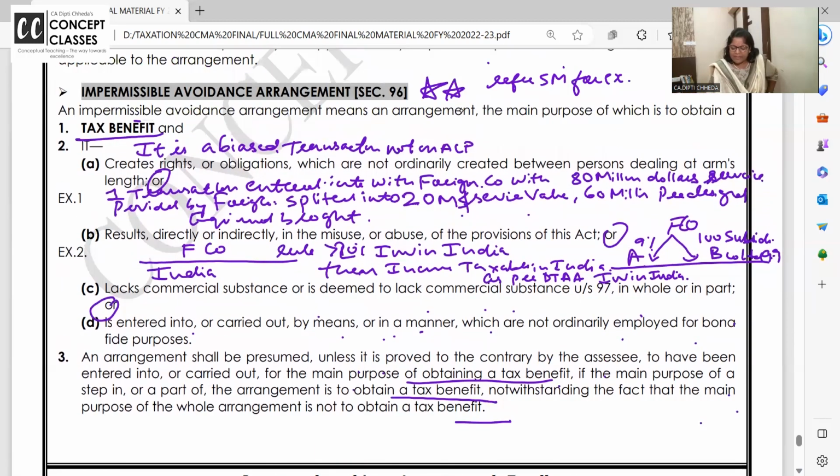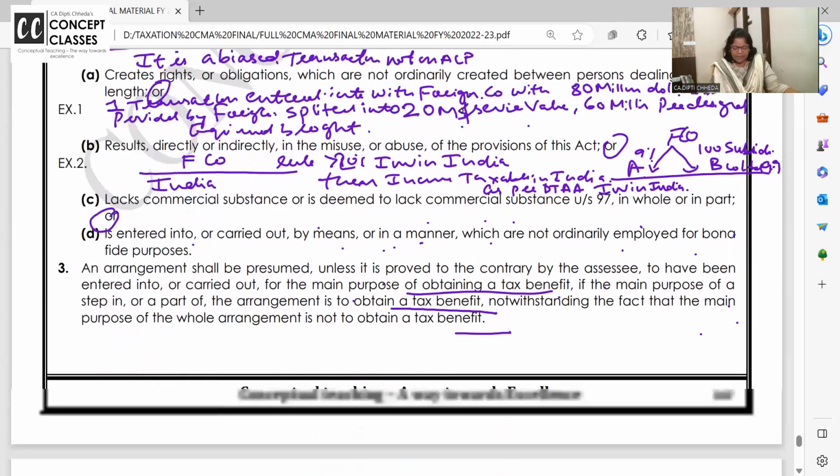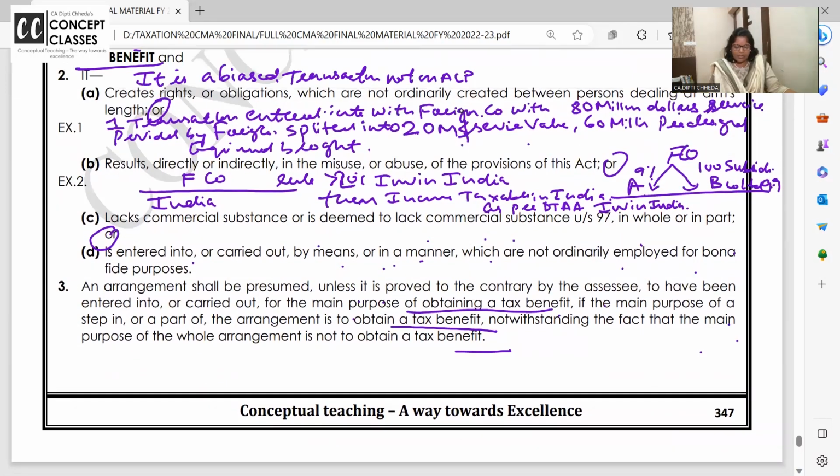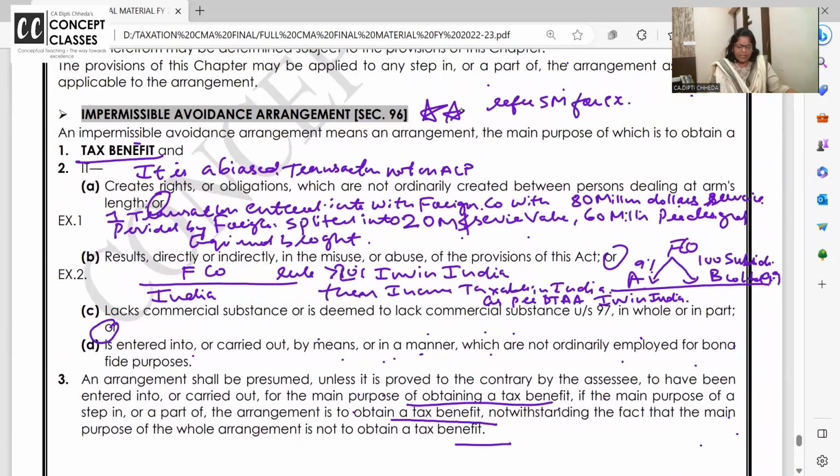Genuinely foreign company service दे रहे थे, ऐसा नहीं है कि सर्विस नहीं दे रहे, but then the billing should have been proper, simple, right? Chalo. Now, as we talk here, that along with the tax benefit, the main purpose of impermissible avoidance arrangement is to do a transaction which lacks commercial substance.